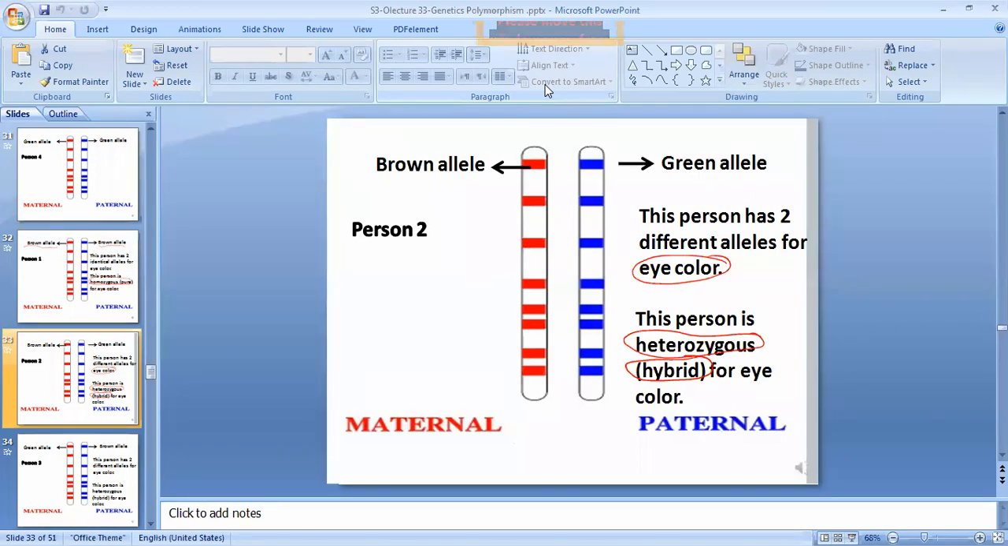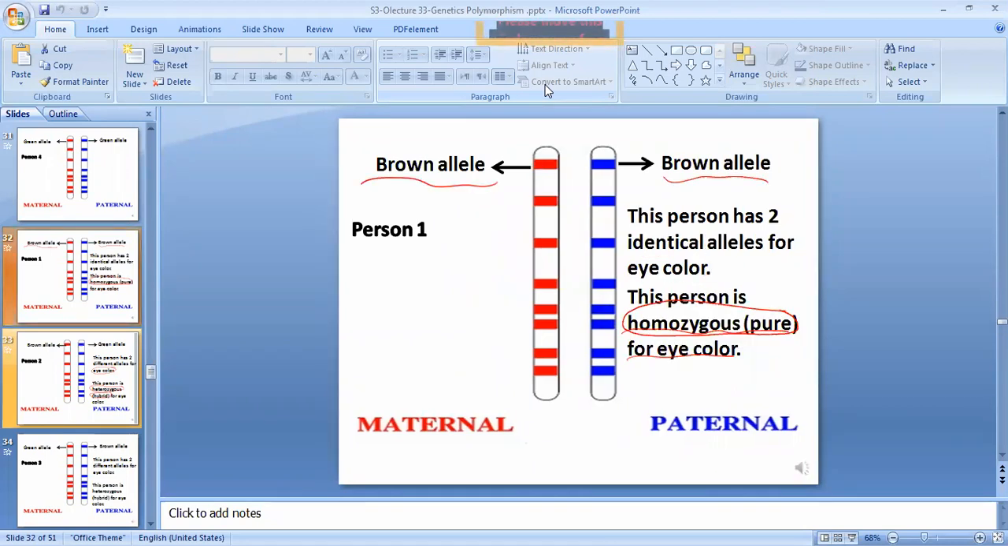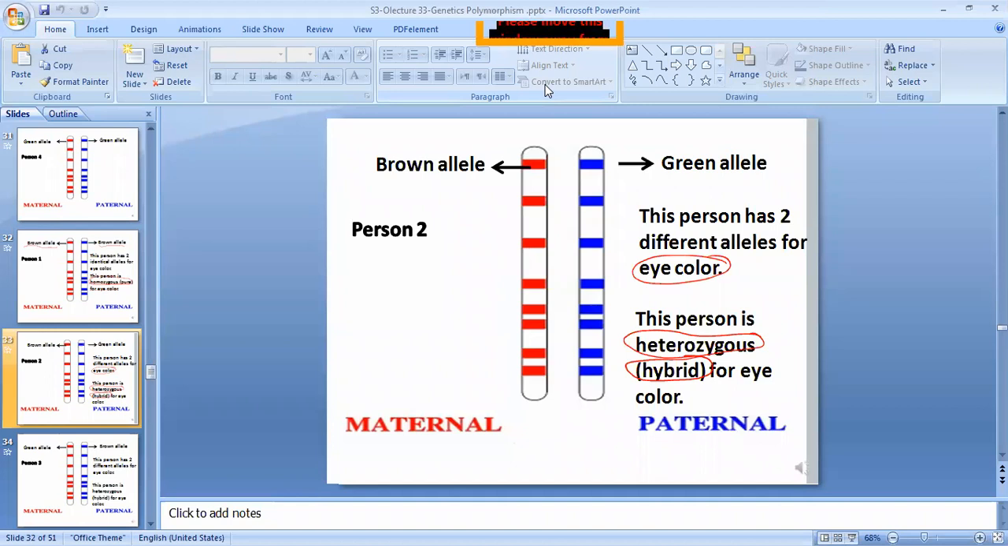Do you have to know both of them? Homozygous means pure, and heterozygous means hybrid? Yes. Whenever we have two identical alleles, I'm going to repeat, the person is said to be homozygous or pure. Whenever it carries two different alleles for the same gene, this person is said to be heterozygous or hybrid.